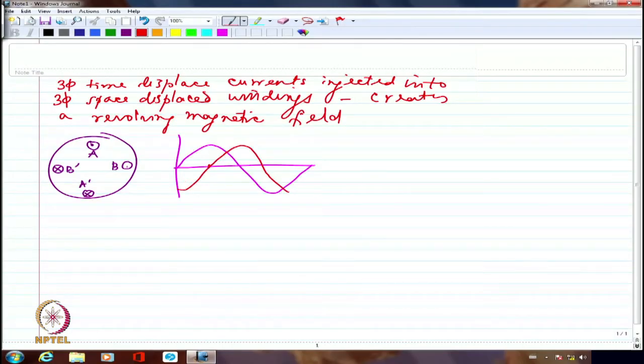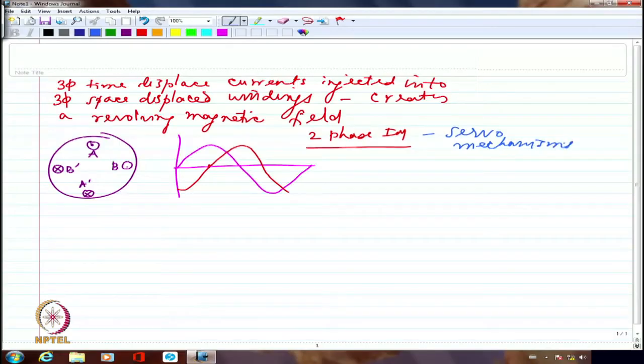So we are going to have basically two-phase induction motors as well, but two-phase induction motors are generally meant for a little lower rating. Hardly ever we use it for a regular rotational mechanism with high power rating. We generally use it in some mechanisms which are known as servo mechanism. So two-phase induction motors are generally used in servo mechanisms. The servo mechanisms, yeah.